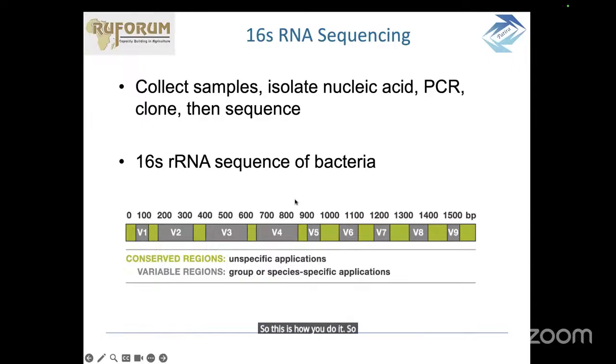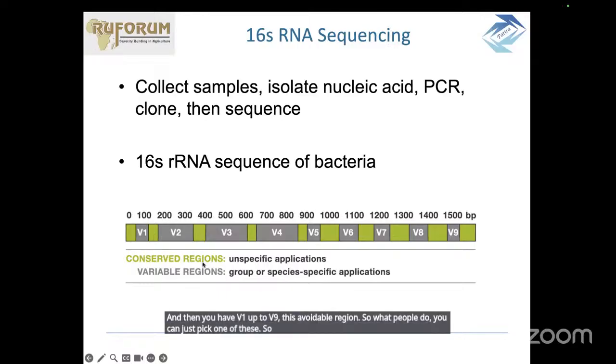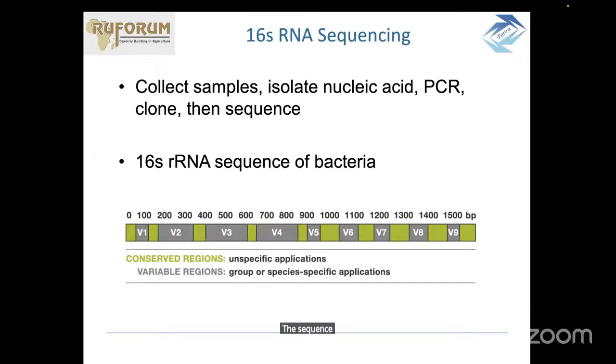So this is 16S. It's very large, 1,500 base pairs here. The conserved regions are kind of this greenish, and then you have V1 up to V9. These are the variable regions, so what people do is pick one of these. The sequence zip data that you downloaded came from the V4 region. You can use any of these. The primers came from the conserved region, but those sequences came from V4.